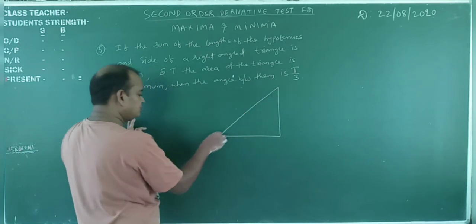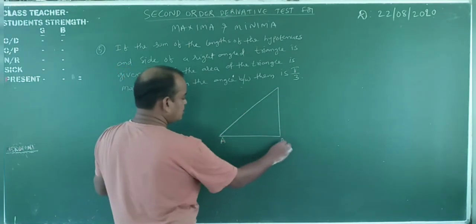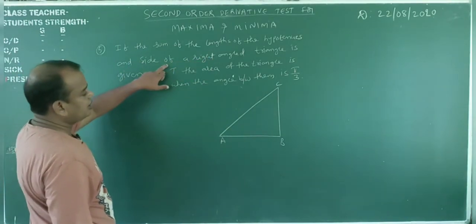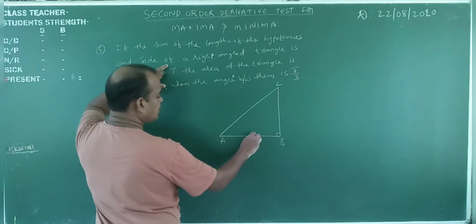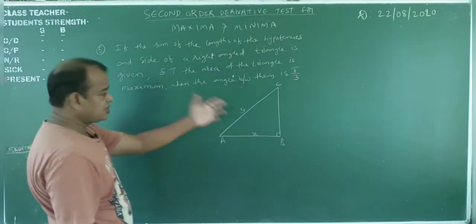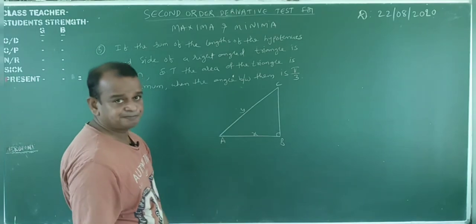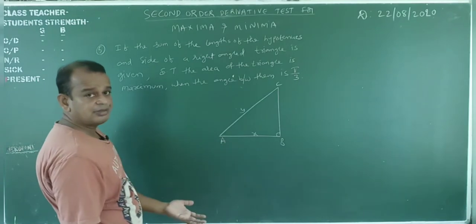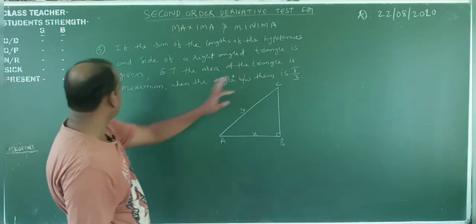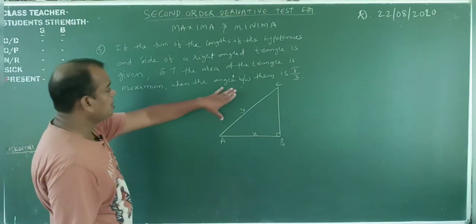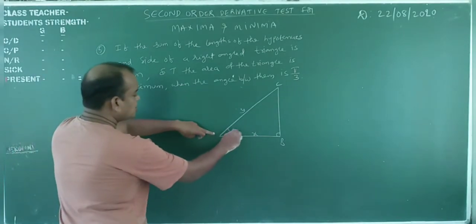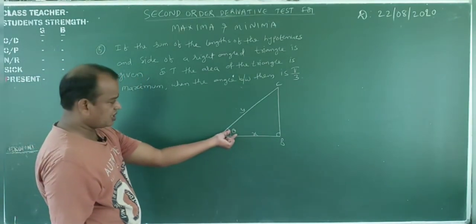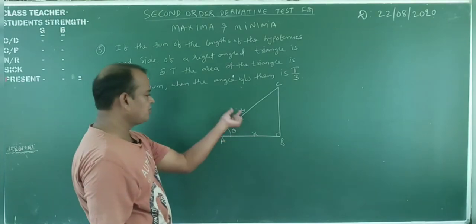For suppose here A, B, C. The sum of the lengths of the hypotenuse and side of the right angle triangle. This is 90 degrees, this is for suppose x, this is y. Sum is given. Sum is x plus y is equal to some k. Show that the area of the right angle triangle, which is half into base into height, is maximum when the angle between these two sides is pi by 3. Whenever this area is maximum, we can find the angle, using tan theta definition or sin theta equal to this by this.